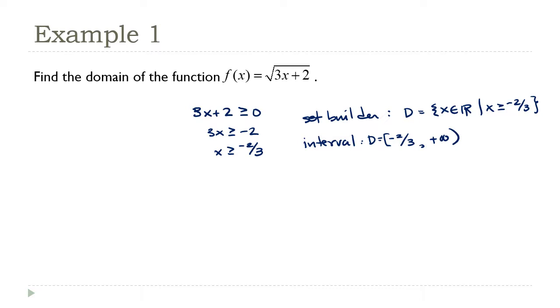And this is the general case. Anytime you have something with a square root in it, to find the domain, I'm going to take whatever it is that's under that even root, make it greater than or equal to 0, solve that inequality, and I'll have my domain.